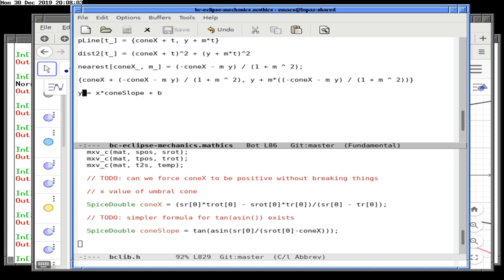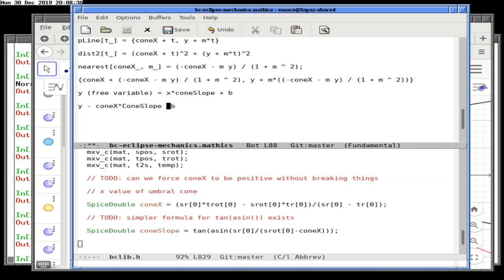okay, this y here is a free variable. It's not the y we talked about earlier. So that's going to suck pretty badly. The one point we do have here is y equals x times, sorry, x value here would be cone x times cone slope plus b. So this might not be too bad, actually. And here we're talking about a very specific y value.